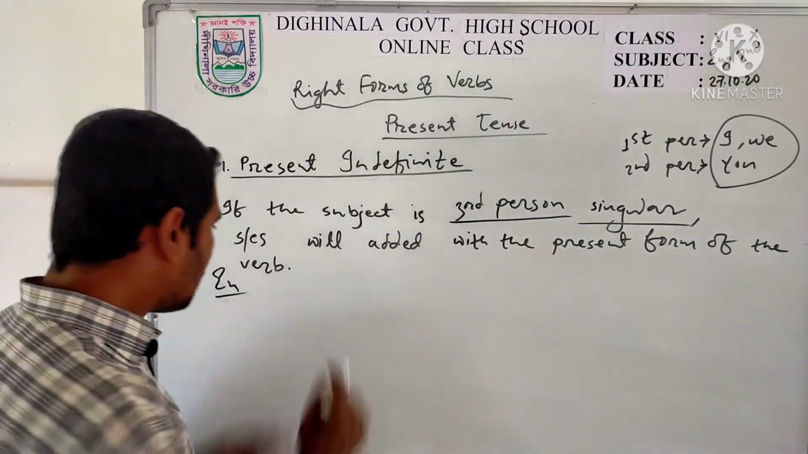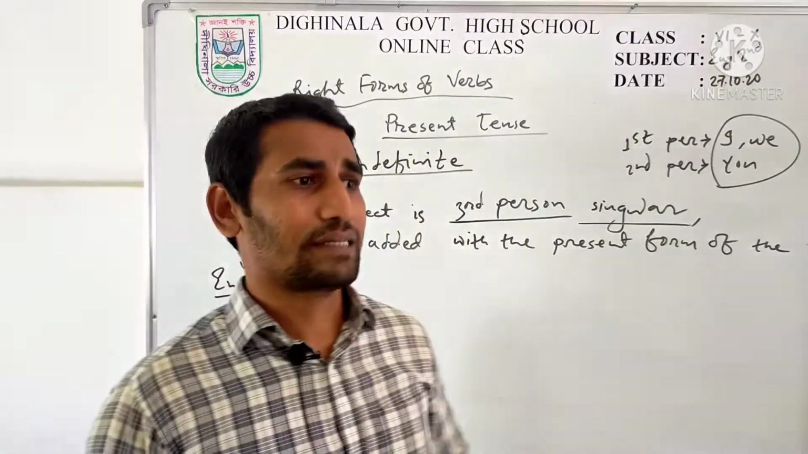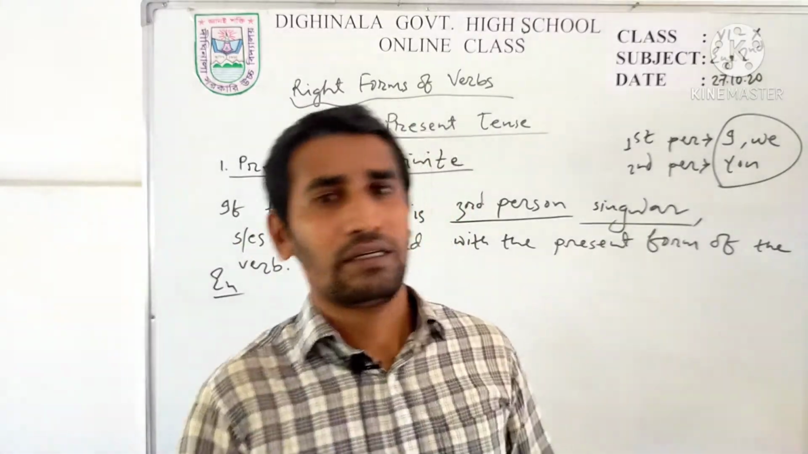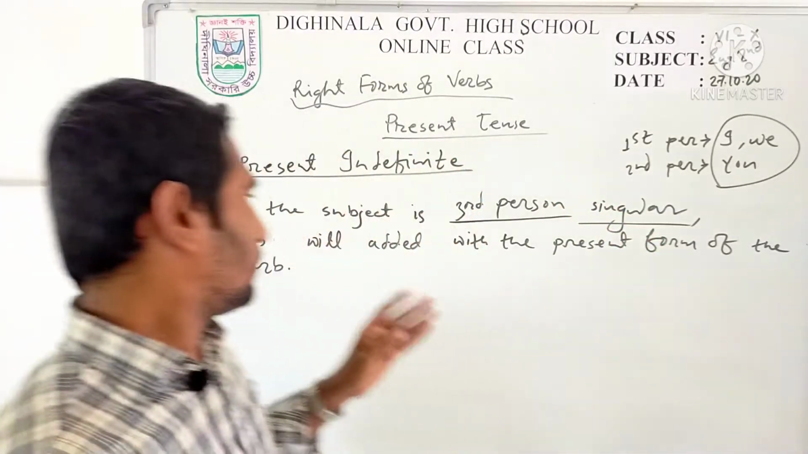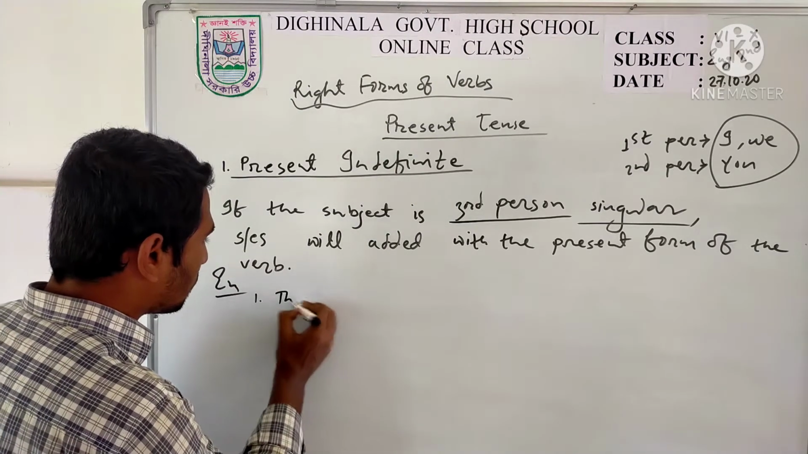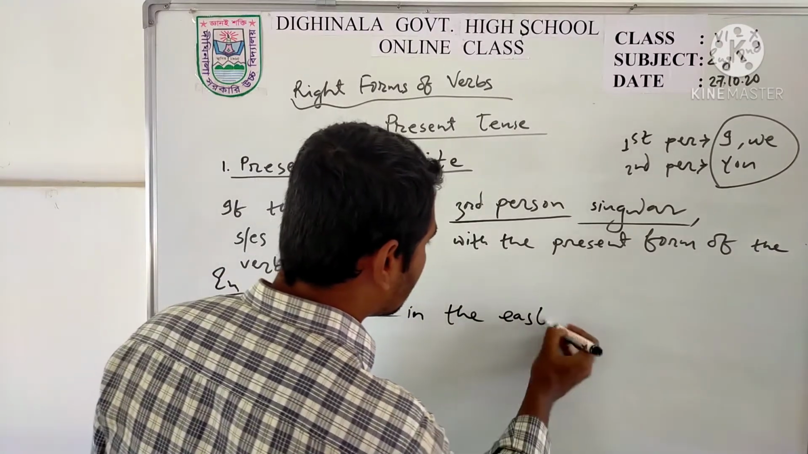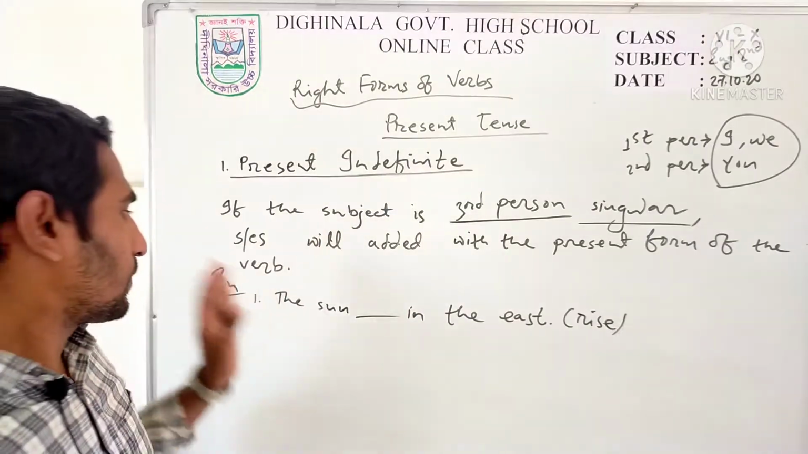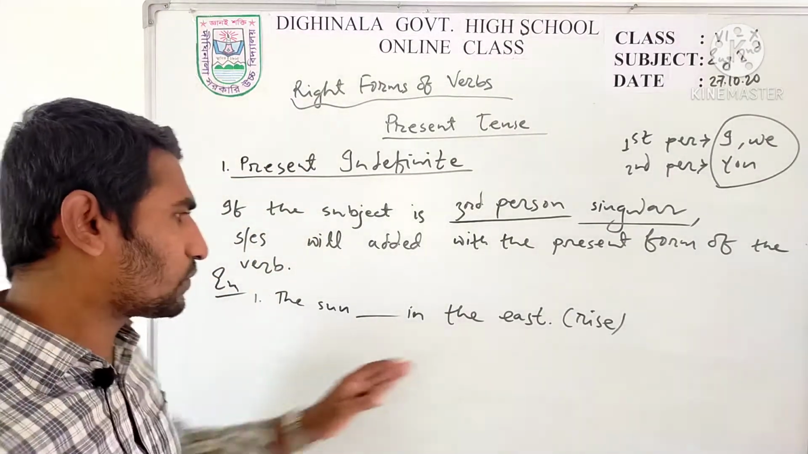So I told you, if the sentence is a universal truth or habitual fact, or there are some adverbs like regularly, usually, generally, hardly, often, sometimes, every plus time, then you have to put the present form of the verb in the sentence. Just see here. If I told you, the sun dash in the east, that is, rise in the bracket, you can see here: the sun dash in the east. Surya purbo deke uthe. This is a universal truth. So you have to put the present form of the verb.